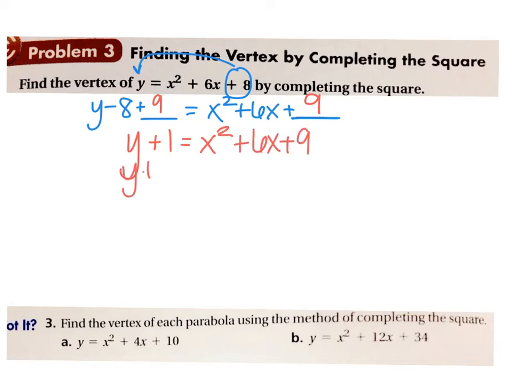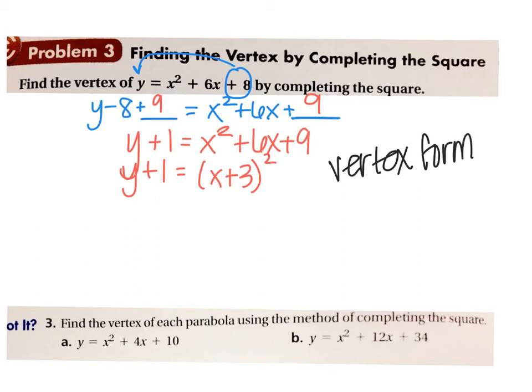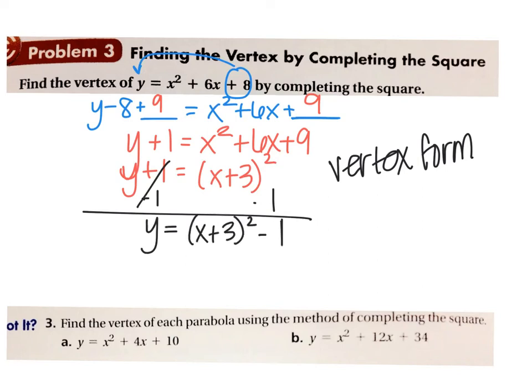The whole point in completing the square was so you had a perfect square trinomial, which means you can now factor this to be x plus 3 squared. Okay, and now we're going to put it in what we call vertex form. So if you subtract 1, you're going to be putting it in vertex form, which is going to be x plus 3 squared minus 1.